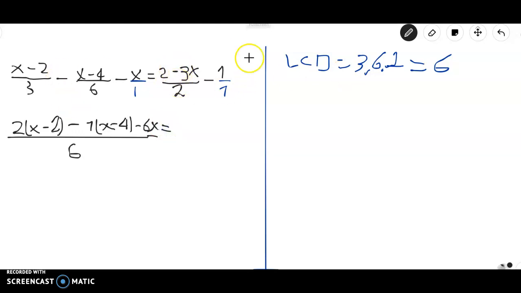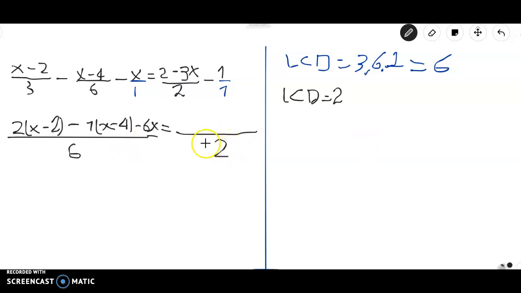Now we find the least common denominator between 2 and 1. So what is the LCD between 2 and 1? The LCD will be 2. This is the second LCD. So we write a big line here, the fraction, and we write the 2.